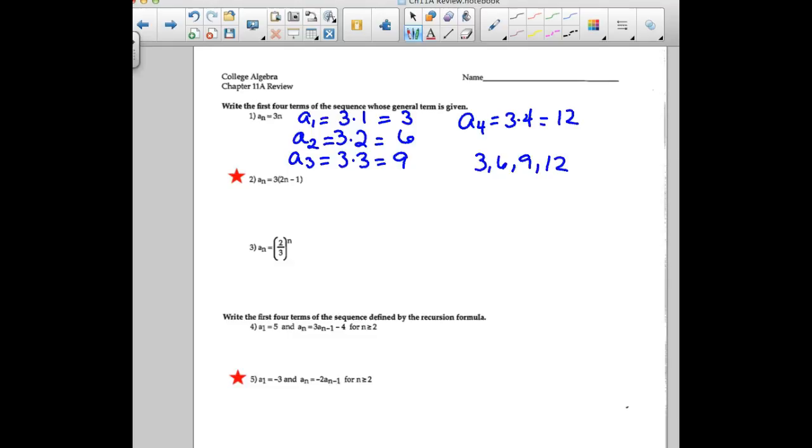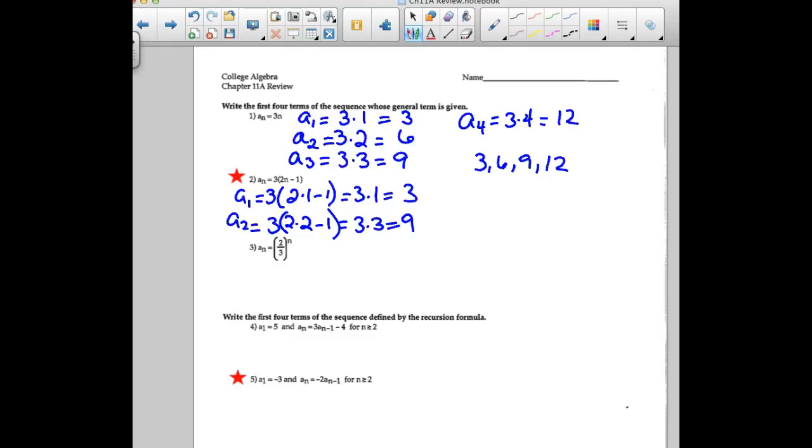All right, question 2. The formula says take 3 times the quantity 2 times n minus 1. So again, first term, our n value is 1. So we have 3 times 2 times 1 minus 1, which would be 3 times 1, or just a 3. Our second term is 3 times the quantity 2 times 2 minus 1, which would be 4 minus 1, or 3. 3 times 3, which is 9.